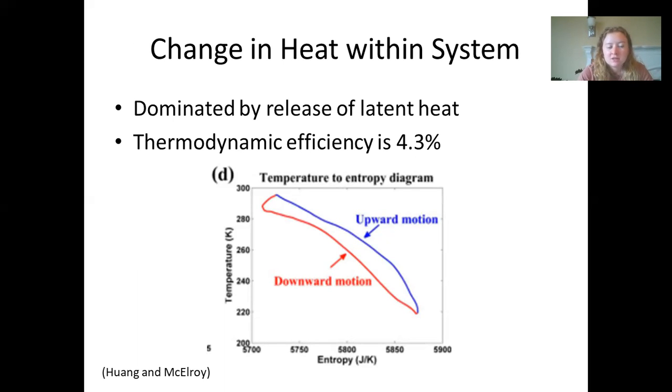Looking at the change in heat within the system, this is a graph showing entropy on the x-axis and temperature on the y-axis. The small difference between the blue line and red line, which would show upward motion and downward motion, indicates a small thermodynamic efficiency. Efficiency is basically calculated by looking at absorbed heat divided by the absorbed heat with net positive heating. The thermodynamic efficiency within this system is 4.3%. So a very small amount of the heat going into the system is actually converted to mechanical work.